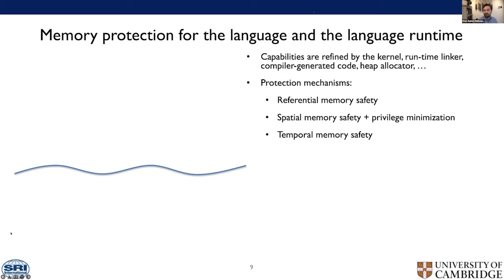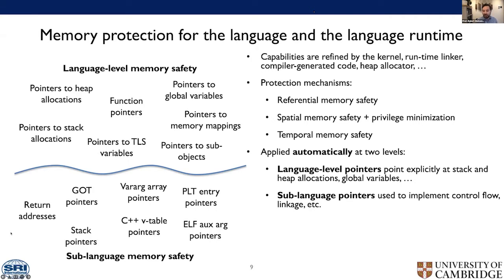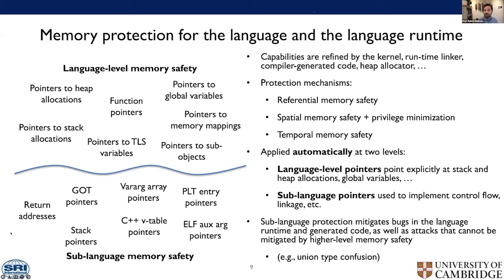And temporal memory safety prevents use-after-free attacks or use-after-reallocation attacks from allowing confusion between different objects. It's a commonly used attack technique. These are applied automatically, both at the language level, so the kinds of pointers that programmers are working with daily in their data types, and also what we call the sub-language level. You might wonder, if you have strong language-level protection, why do you need sub-language protection?